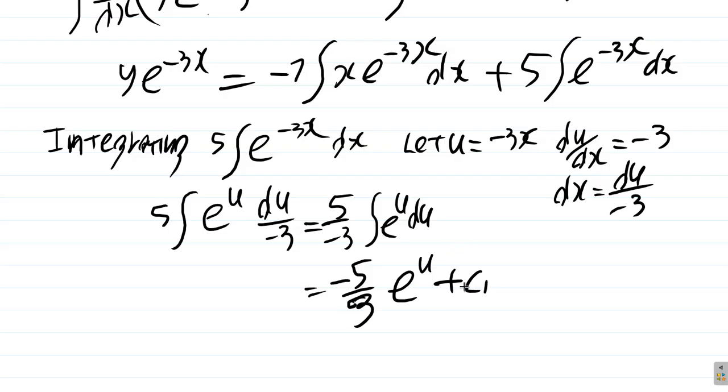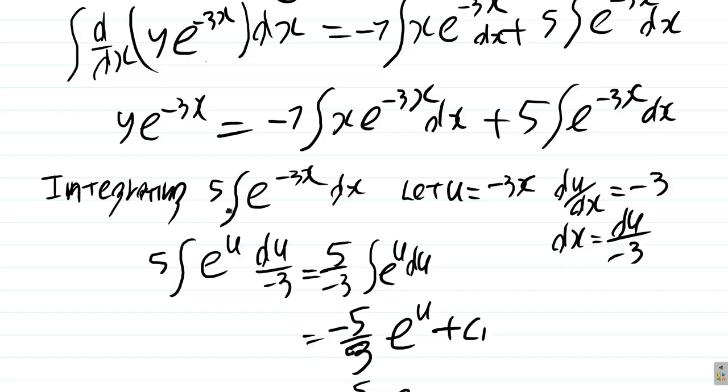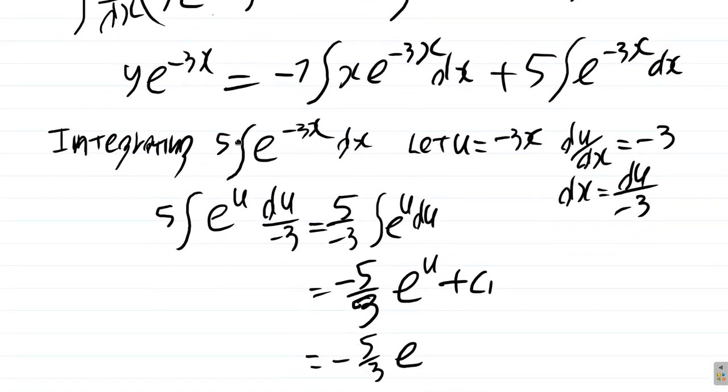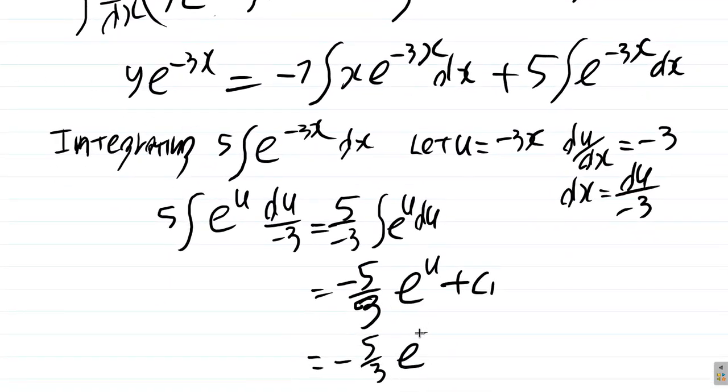But the thing is, you want to write it in terms of x, so it is equal to negative 5 thirds e to the u, and u was negative 3x. So there is e to negative 3x plus c1. So it's this part that we integrated. Alright? This part integrated.